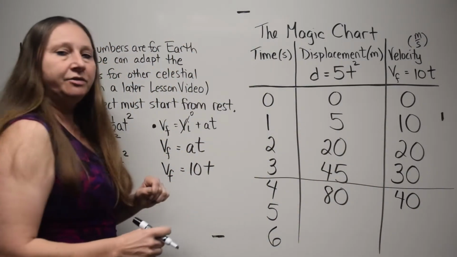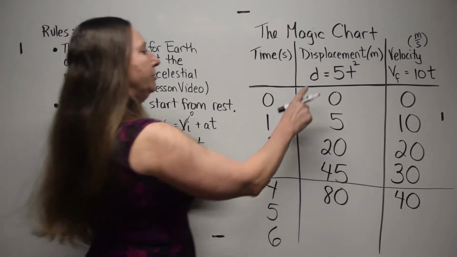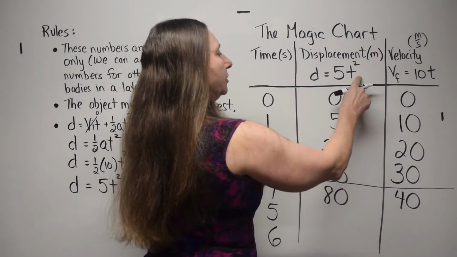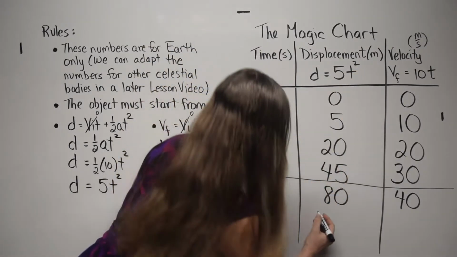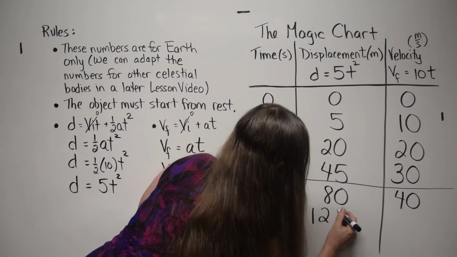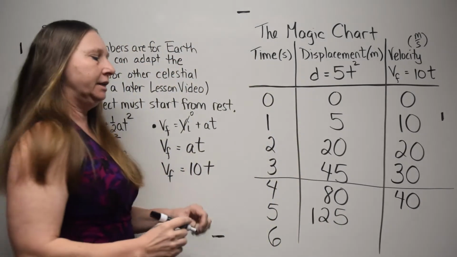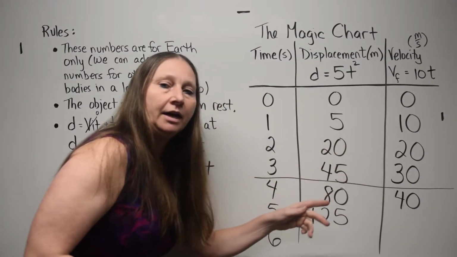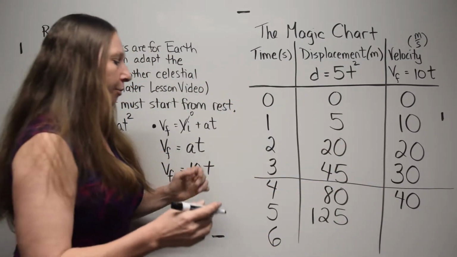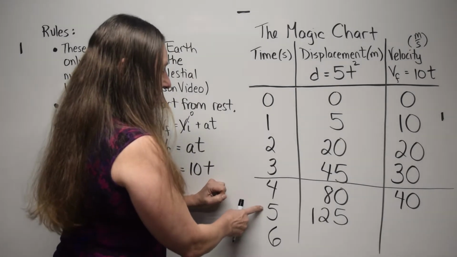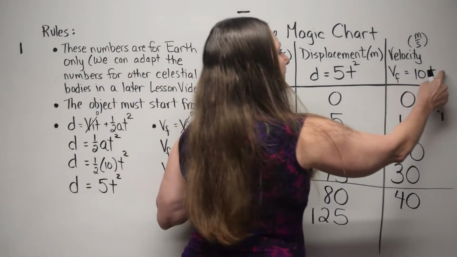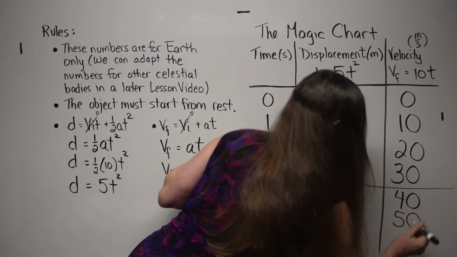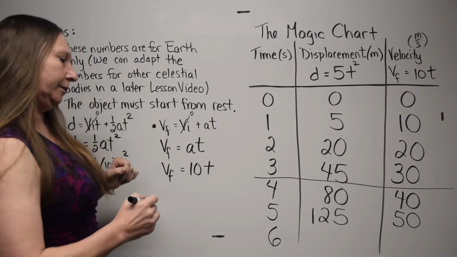All right, after 5 seconds, how far down is the object? What's the displacement? Where is it? 5 seconds squared is 25 times 5. It's 125 meters down. Now, up to this point was where we went in the last little section. We're going a little bit further, no big deal. How fast is it going after 5 seconds? 5 times 10 is 50. It's falling down at 50 meters per second.